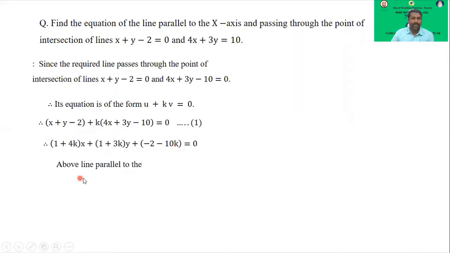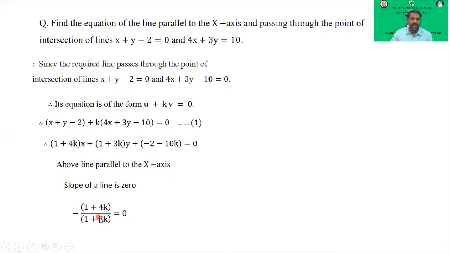But we are given one condition, above line is parallel to x-axis. बघा एक कंडिशन ज्यादा दिलेलीच असते, त्या कंडिशनचा उपयोग करून आपल्याला k ची किंमत काढायची असते. So above line is parallel to x-axis. So slope of every line parallel to x-axis is 0. So slope of this line is 0. So slope minus coefficient of x upon coefficient of y is equal to 0.